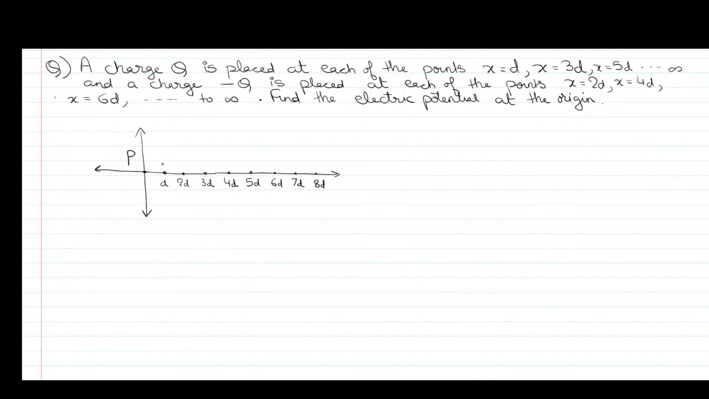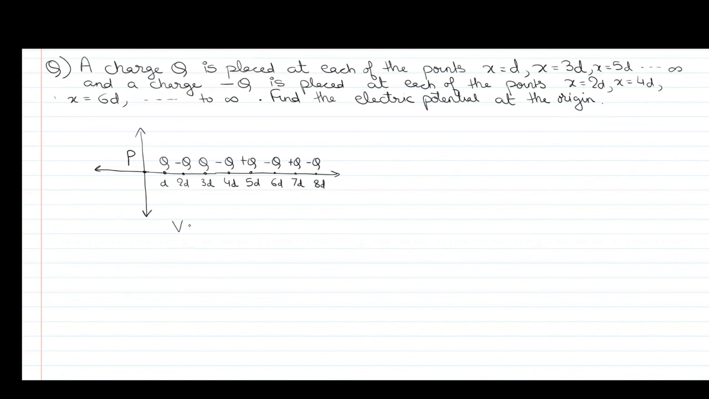So at the odd numbered points, there is a charge q. Then again there is minus q. Then again q. Then minus q. Then again q. Then minus q. Then again q. Then again minus q. So in this way we have different charges which are placed, and this continues up to infinity.